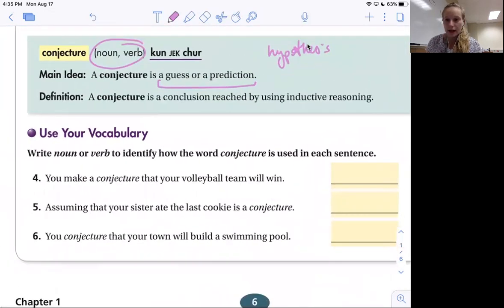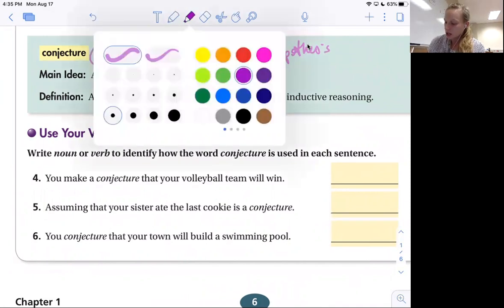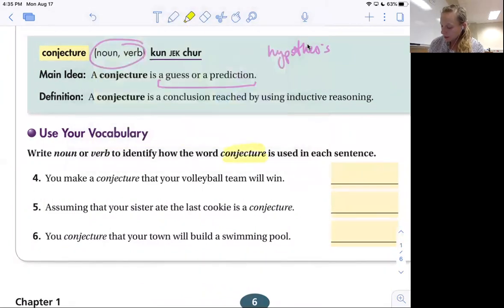Okay, I'm not an English teacher, but we're going to try this really quick. So I want you to read through these final 3 sentences on this page, and I want you to identify whether conjecture is being used as a noun or a verb in each one. So pause, try it. Come back. If you haven't finished, pause it for real. Okay, now that you've paused it, now that you've returned because you finished it.